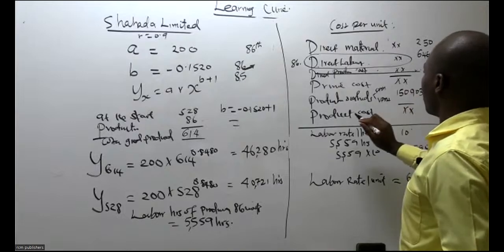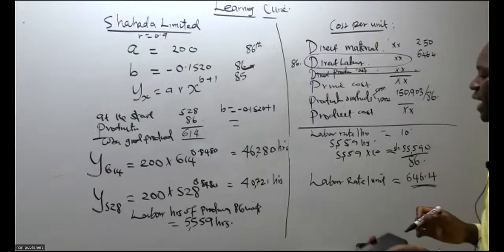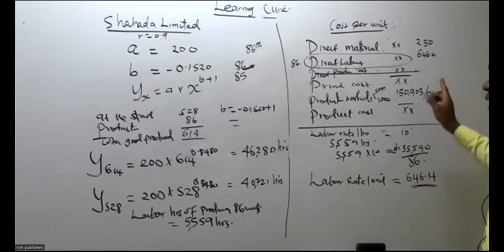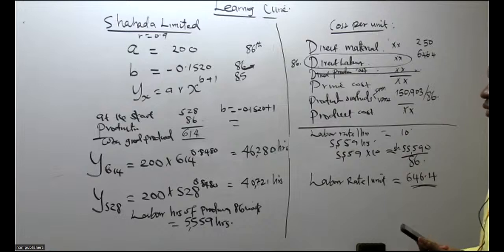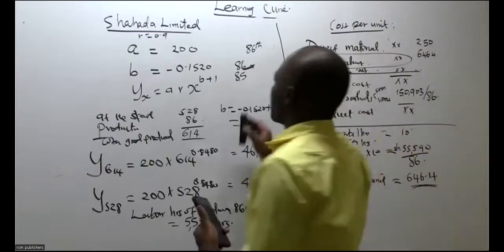How about this: you are to give me 15903 divided by 86. 15903 divided by 86 for us to get production overheads. Tutakuwa na ngapi?